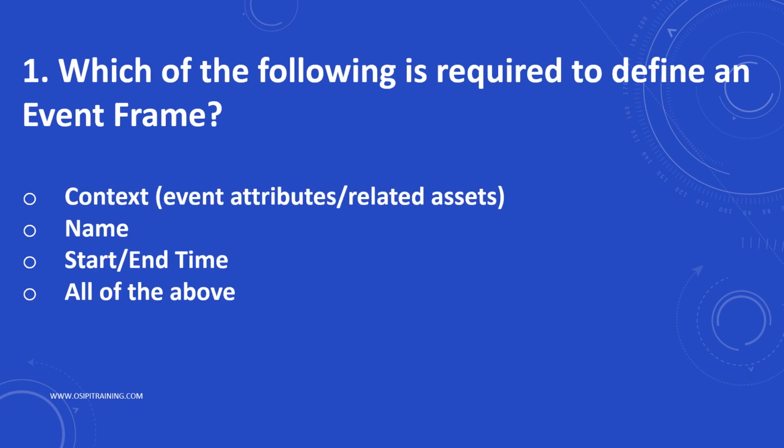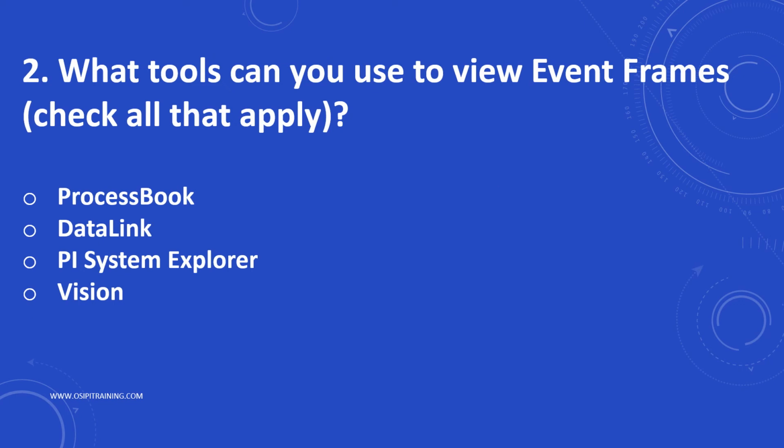Which of the following is required to define an event frame? To define an event frame, we would require context, we would require a name and a start and end time. So the option would be all of the above. What tools can you use to view event frames? Check all that apply. We can view event frames in Data Link, PI System Explorer and PI Vision.